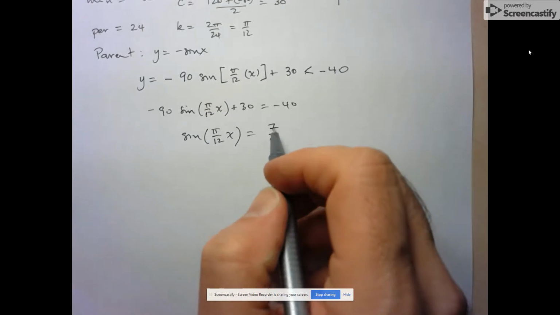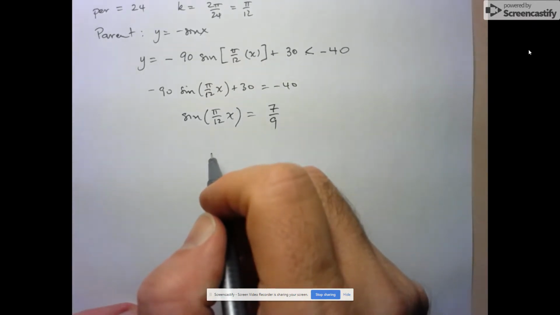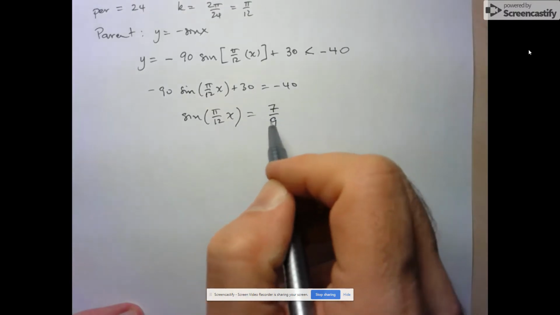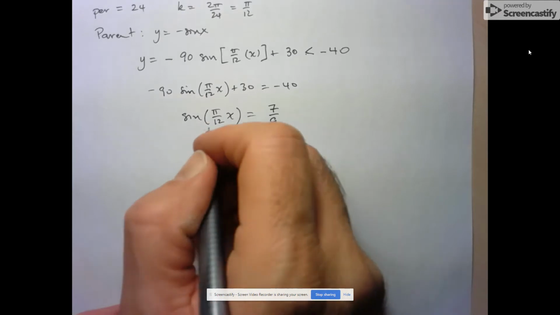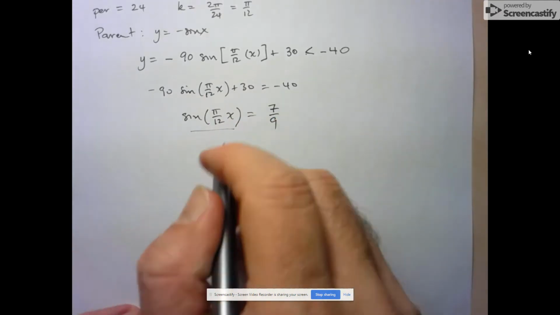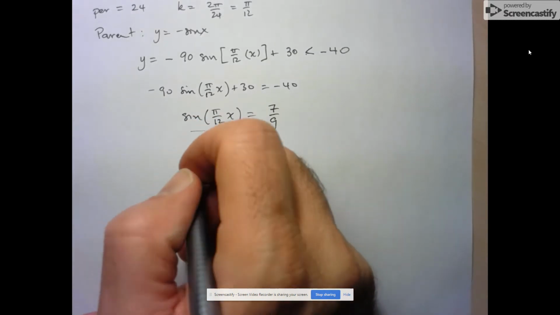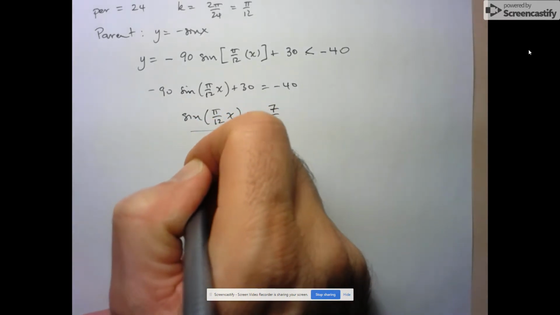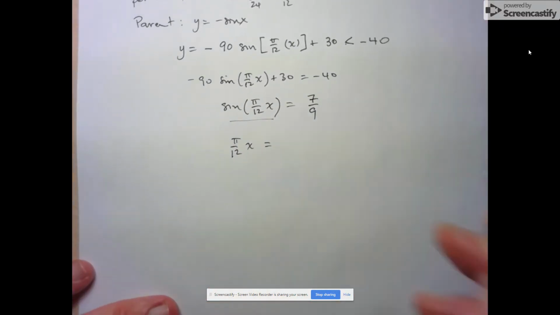Okay, this does not relate to a special angle, so I'm going to have to use the inverse sine to solve this. So step 1 was to isolate our trig ratio. Step 2 is to determine our 2 solutions in the first cycle. So we have pi over 12 x can be equal to either inverse sine of 7 over 9.